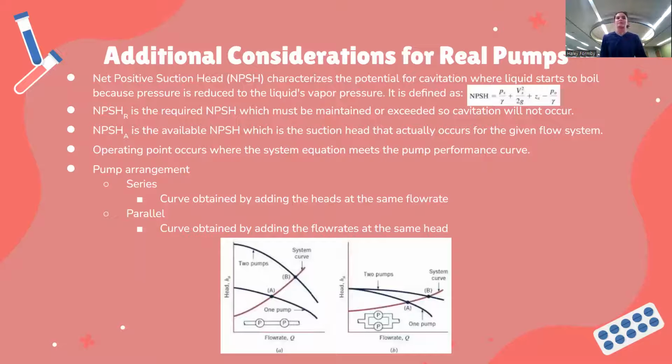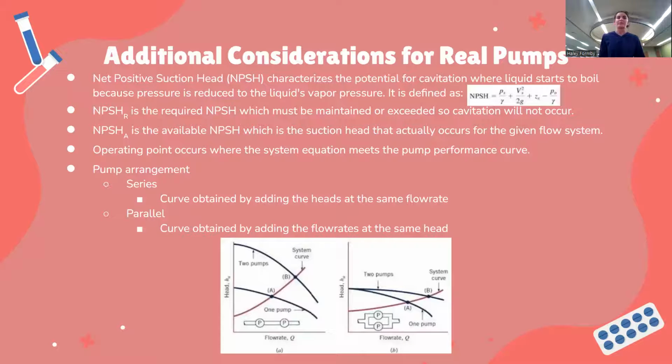As a continuation of these considerations, you also have the net positive suction head, which characterizes the potential for cavitation, which is when the liquid essentially boils because the pressure is reduced to the liquid's vapor pressure. It's defined as shown here. And your available net positive suction head cannot exceed the required net positive suction head.